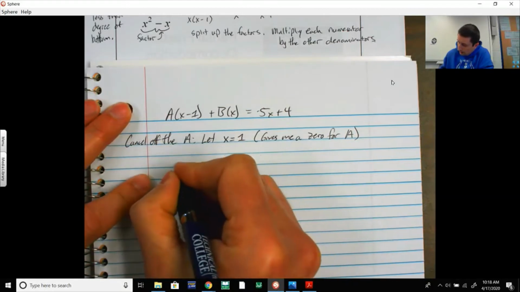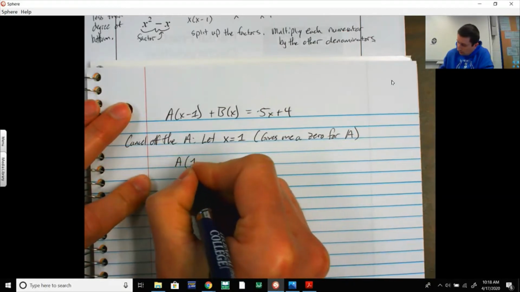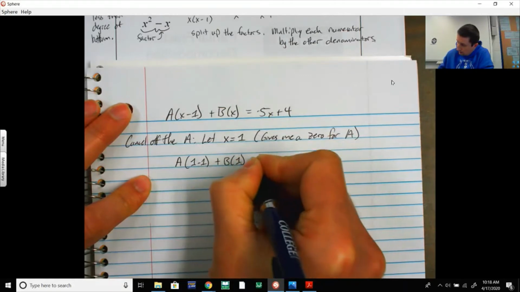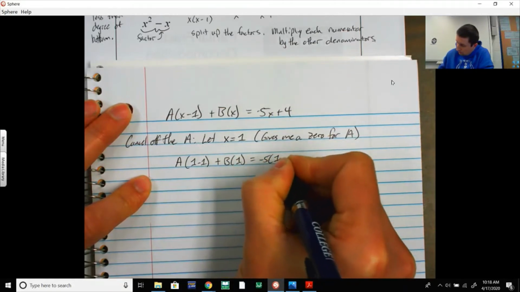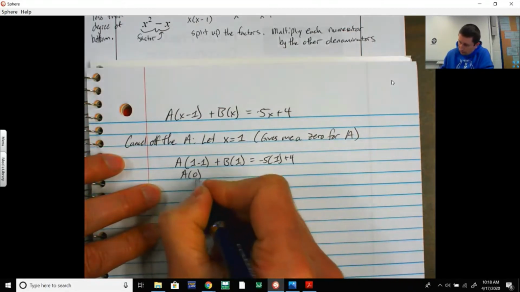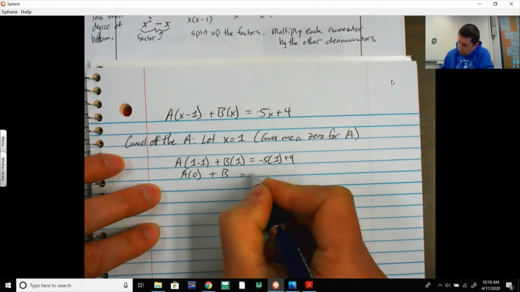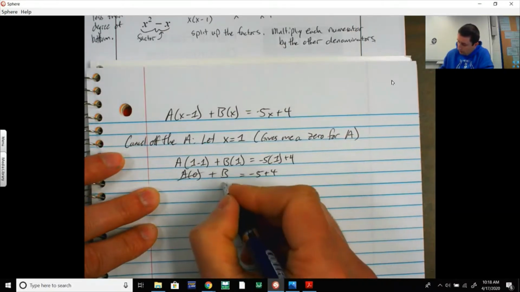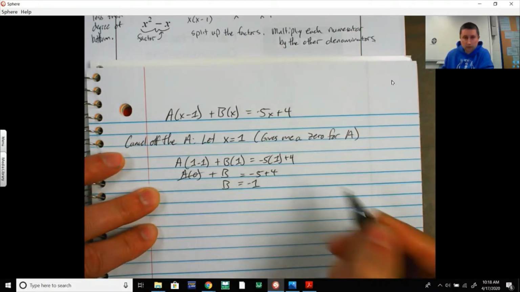So what I have is a times 1 minus 1 plus b times 1 equals negative 5 times 1 plus 4. So this is a times 0 plus b equals negative 5 plus 4. A times 0 is gone, and you get b equals negative 1. So there's your b value.